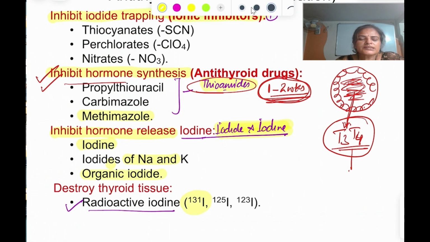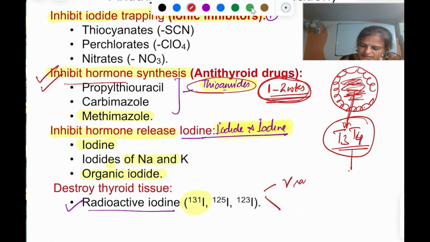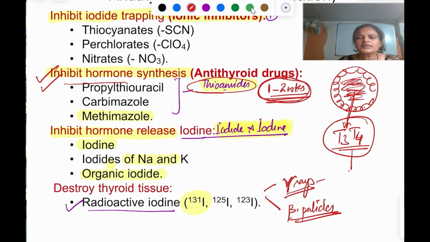So what it does, it is going to emit two types of radiation. It is going to emit gamma rays and beta particles. ये इलेक्ट्रॉन होते हैं. Now what is the role of these gamma rays? These gamma rays are going to traverse, they are going to cross all this tissue, ये जितना भी है ना आपका ये टिश्यू, इसको ये क्रॉस कर लेगा.